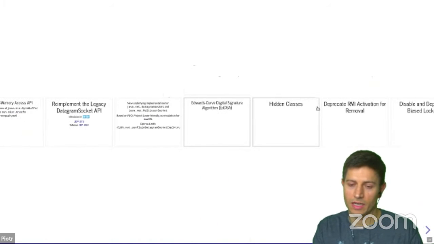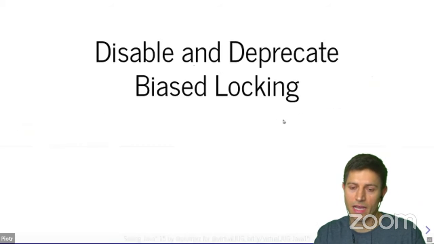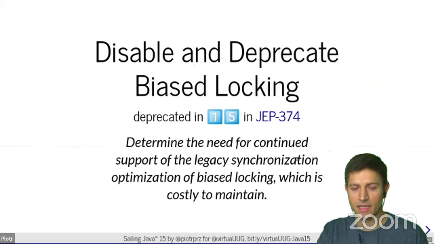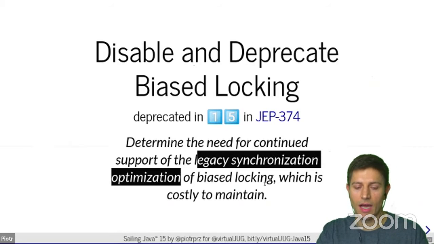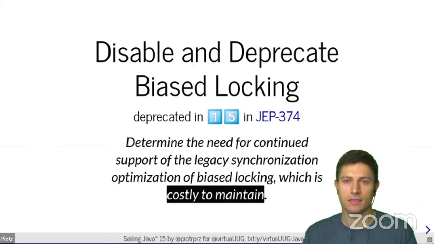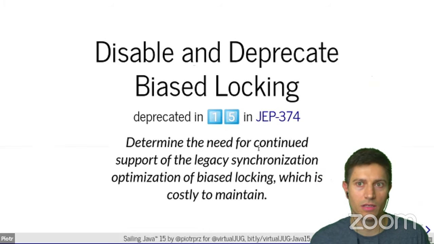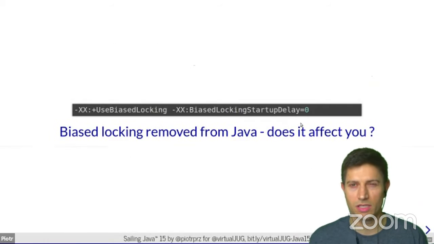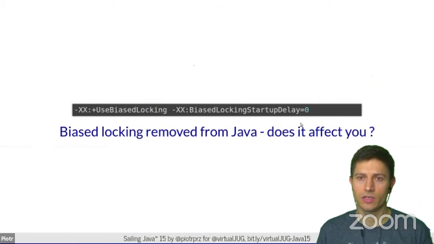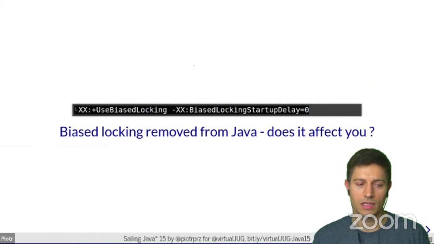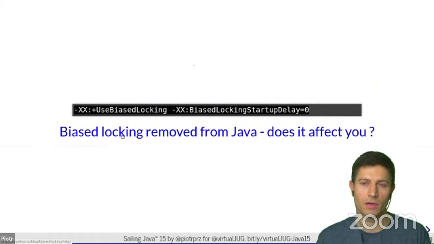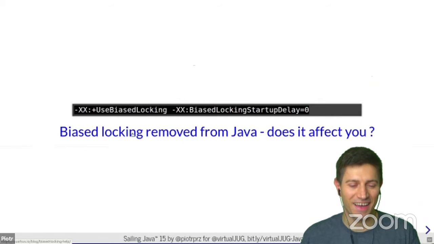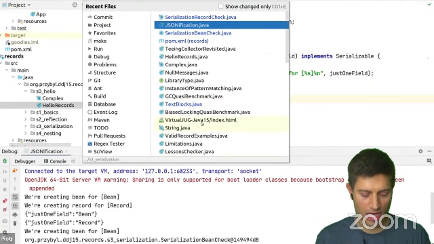And there's only one more thing I'd like to show you, which is biased locking. Biased locking has been deprecated in Java 15. It's a legacy synchronization optimization which is costly to maintain. That's why the architects of Java are considering removing it. It got deprecated in Java 15. And if you still like to use it because you detected a performance downgrade in your application, this is the way for you to opt out. And there's a very nice article from Red Hat about Quarkus, describing how it works and how it can impact your code.